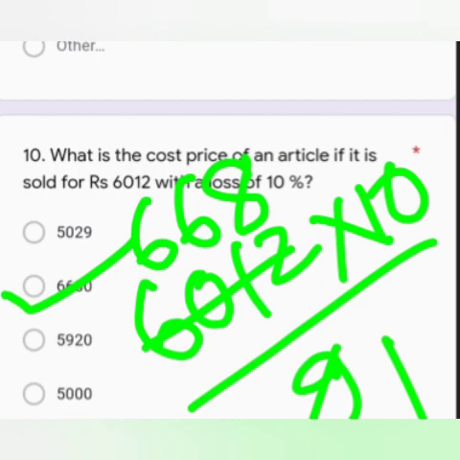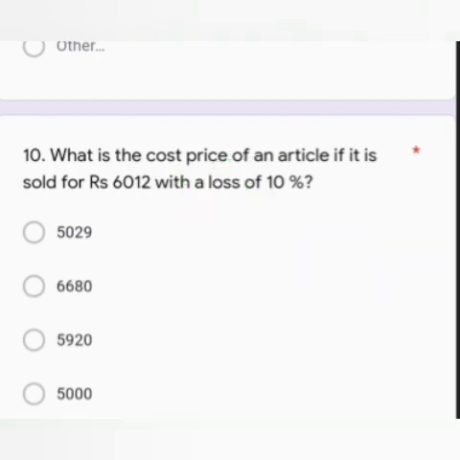Children, carefully try to understand these sums so that you can first clarify the concepts of these type of questions. Whenever you have to find profit percent or loss percent, you have to find it on CP only. Okay. So profit percent is profit by CP into 100 and loss percent is loss by CP into 100.